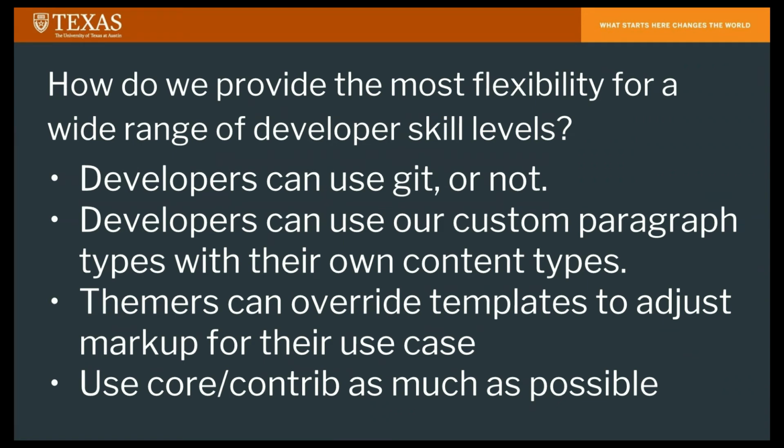And also similarly, our custom paragraph types. They're all independent, in their own modules with the config. So the templates can be overridden in the theme. And so you're free to make your own content type, stick whatever paragraph types from our collection that you want, tweak those as needed. We allow for that. And similarly, core and contrib is used as much as possible. So we avoid a lot of the pitfalls of custom implementations of things with this approach.